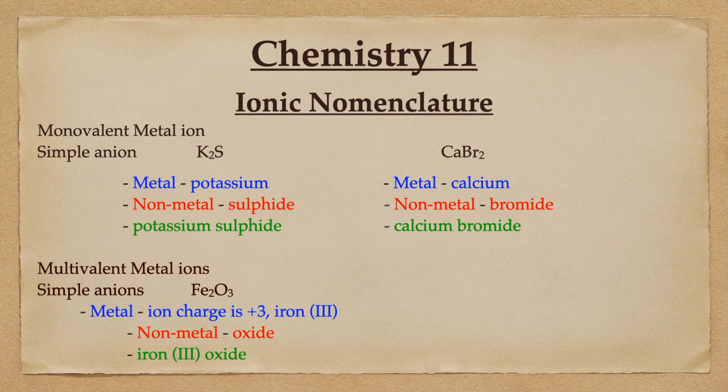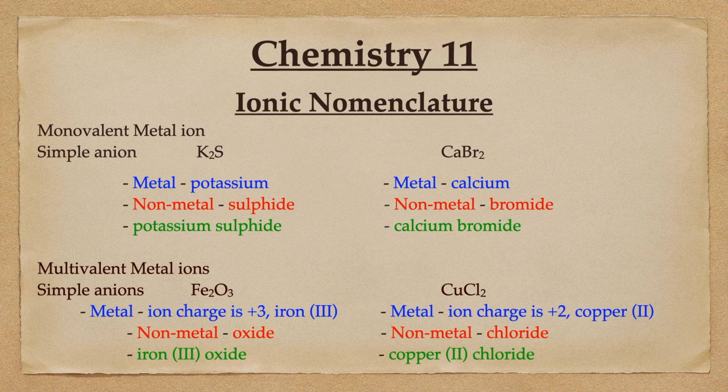In our third example, we use multivalent metal ions, in this case iron, and it is an iron 3+ charge. So when we name it, we say iron Roman numeral 3, and then the oxygen becomes oxide, so iron(III) oxide. Our fourth example, we use the multivalent metal ion copper, in this case it's a copper 2+, and we put it together with chlorine in the form of the chloride ion, so it becomes copper(II) chloride.